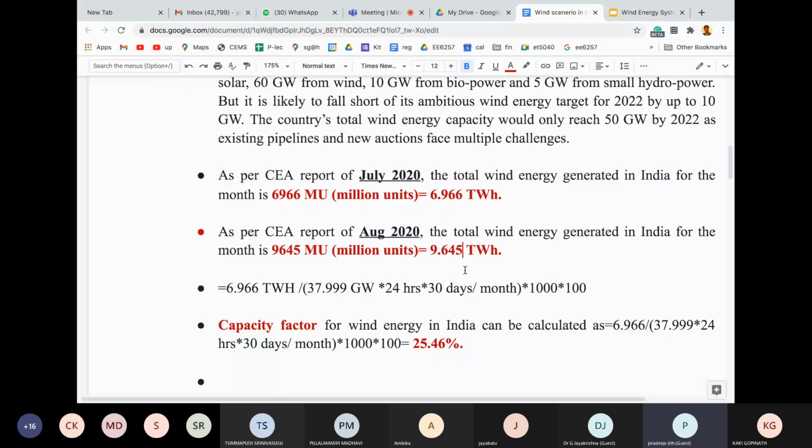Now we can calculate what is called the capacity factor. Okay? So we know that the capacity is 37.999 gigawatt, and the capacity is available 24 hours and 3 days. It will be the capacity utilization factor. Whereas for thermal generation, it is almost 60-70%, and in some cases even more.